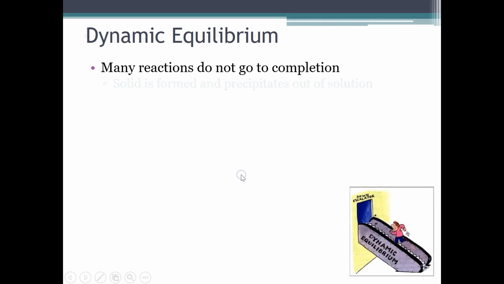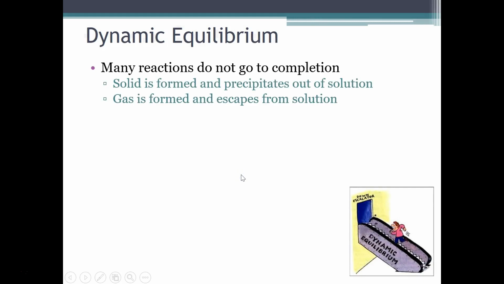Okay, so equilibrium. So many reactions do not go to completion. And some of those reactions that don't go to completion are reversible reactions. What it means to be a reversible reaction is that reactants can combine to form products, and those products that are formed can combine to form reactants and go back in the opposite direction.